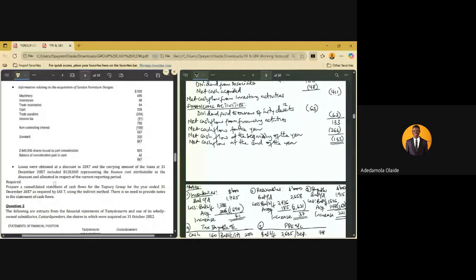Okay. Since I've done the first one, I believe you can do the second one yourself, right? No. Topiary group. Hmm.